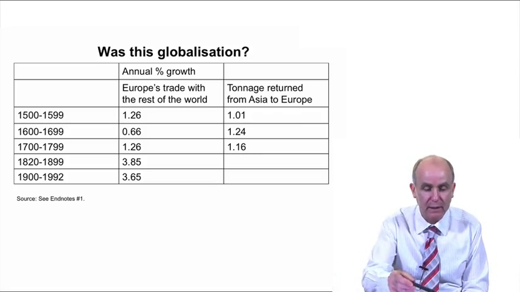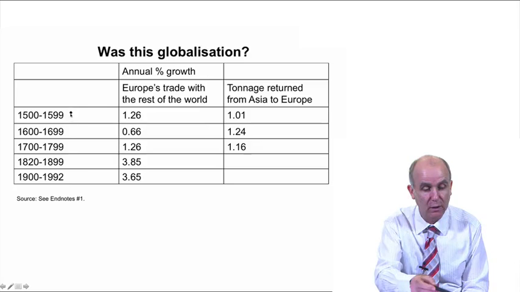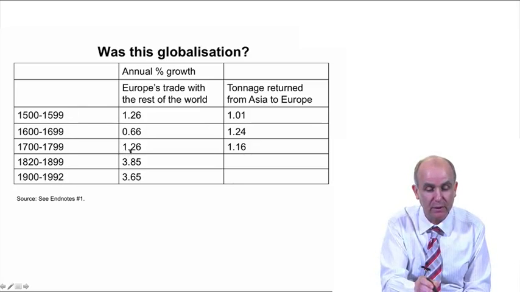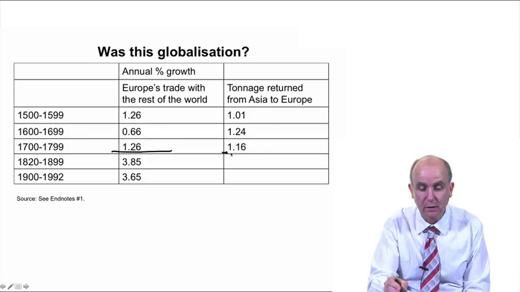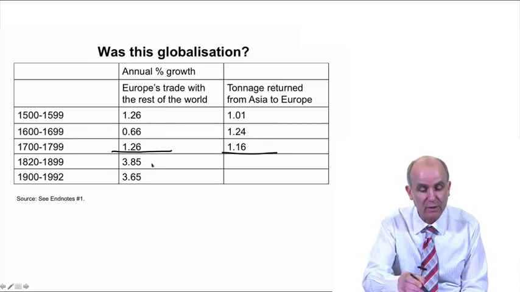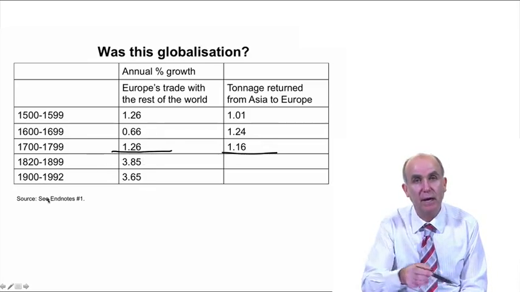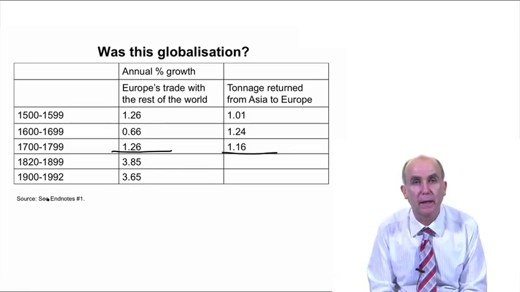So in this table here, I've got the percentage growth in Europe's trade with the rest of the world for various periods from 1500 onwards, and you can see that in the period we're talking about as the rise of the Atlantic traders, the rates of growth in trade per year were smaller than would be the case subsequently in the period after 1820s, which we'll talk about in a couple of lectures' time.